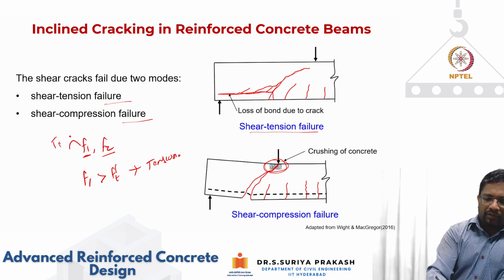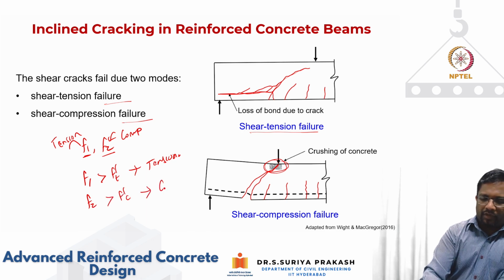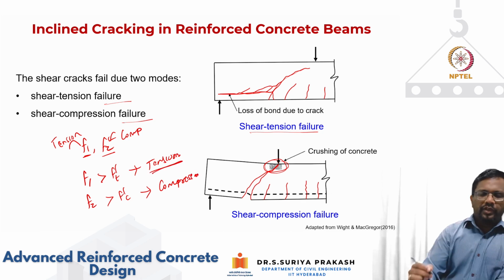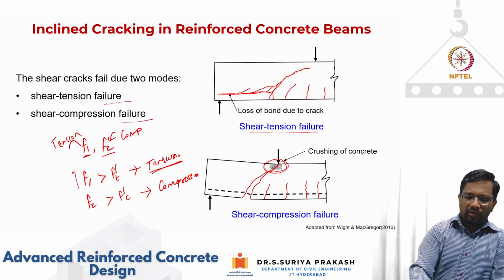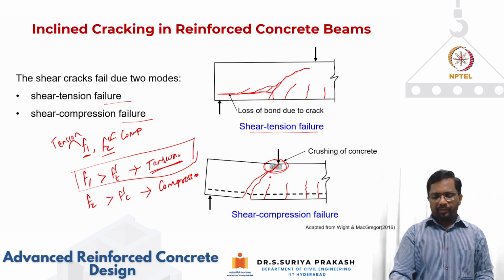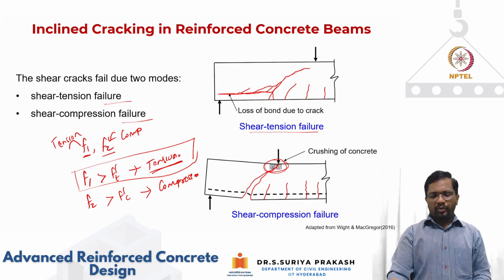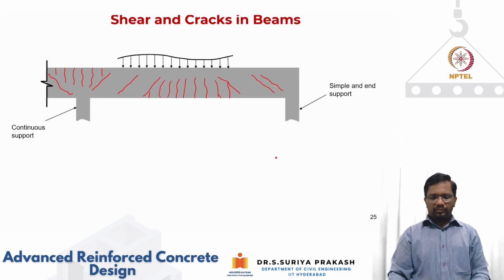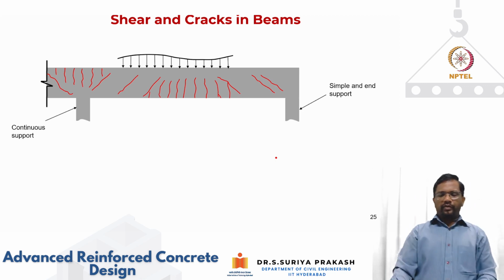Okay, I'm calling this as tension. Depending upon your sign convention, this is principal compression. So F2 can become more than f'c, then you have compression. But usually concrete is weak in tension, so this is a predominant failure mode that is possible. That is failure in shear tension. This can happen at the very end at this location because of heavy concentration of your stresses. Locally, these nodes can crush.